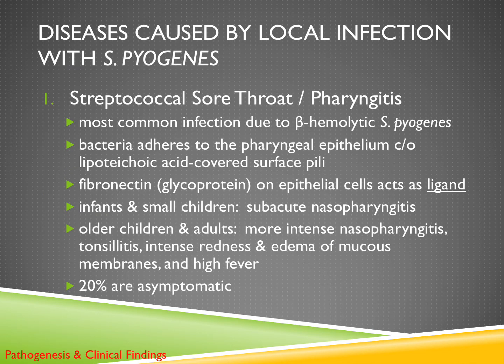Now let's talk about diseases caused by local infection with Streptococcus pyogenes. First of which is streptococcal sore throat or streptococcal pharyngitis, which is the most common infection caused by beta hemolytic Streptococcus pyogenes.